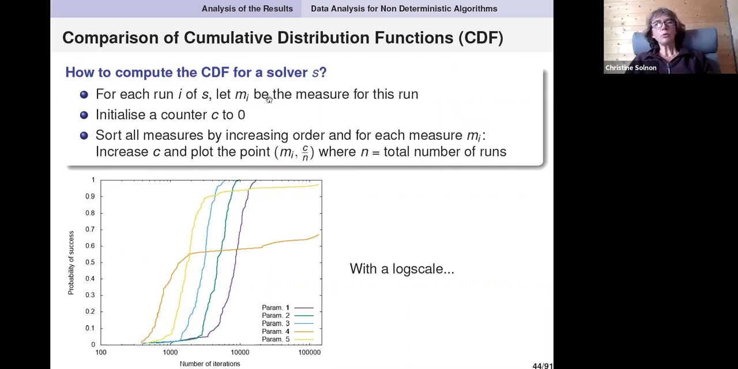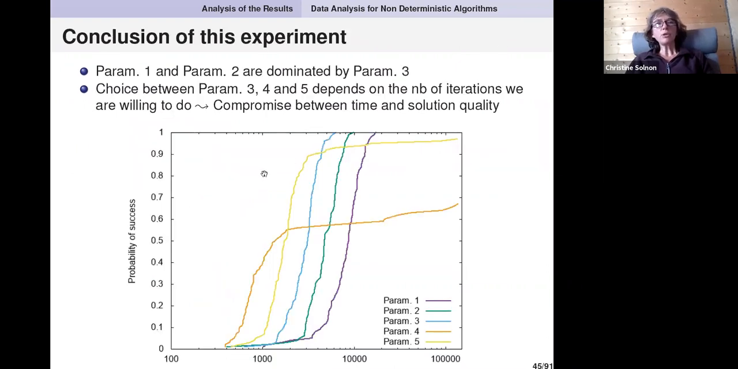So here I explain how to compute the CDF, but I'm going to skip this because otherwise I won't have time. And I skip to the conclusion of this experiment. And now I can conclude that parameter 1 is dominated by parameter 2 because its CDF is always below the CDF of parameter 2. And parameter 2 is also dominated by parameter 3. However, to choose between parameter 3, 4, and 5, I have to choose a compromise between time and solution quality.